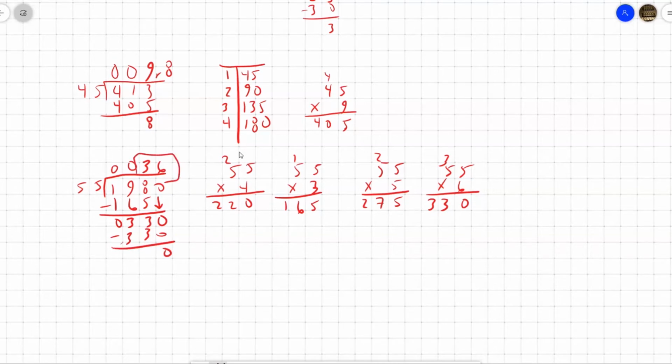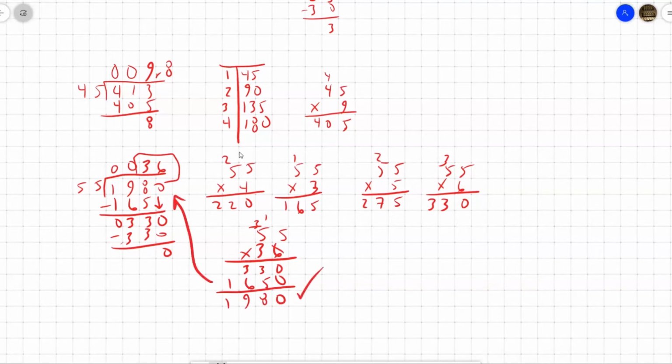And, of course, we can always check that. 36 times 55. I always like writing the bigger number on top. You don't have to. That's just something I like doing. 6 times 5 is 30 plus 3. Tick, tack, 0. 3 times 5 is 15 plus 1. And I'm back where I started, and so that is a good answer. So 36 is my quotient.